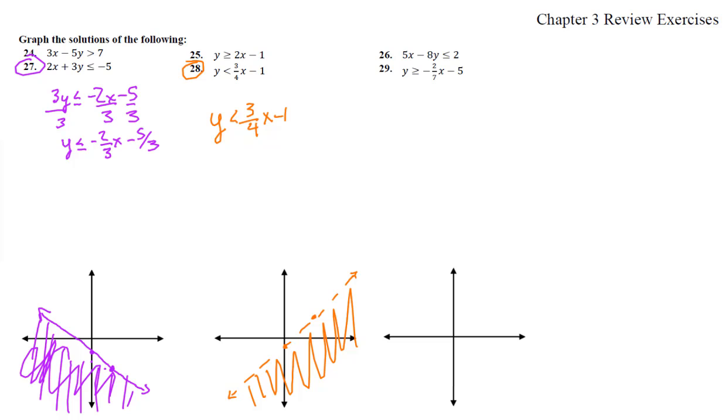And finally, number 29. Oh, this is already solved for y. That's nice. Y greater than or equal to negative 2/7 x minus 5. So 0, negative 5 is a point right there. And then the slope is down 2 over 7. 1, 2, 1, 2, 3, 4, 5, 6, 7. And all right. So it looks about like that. Not bad, not bad. Oh, I forgot to mention, this is a solid line because y equals that. The line y equals negative 2/7 x minus 5 right there. Good. And it is part of our answer, so we color it in.